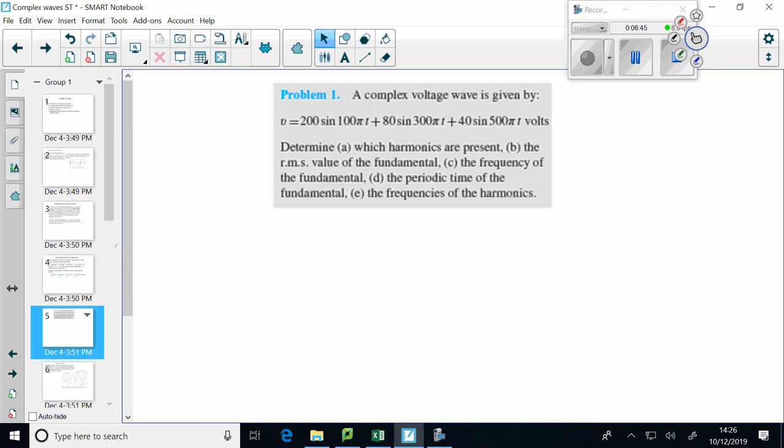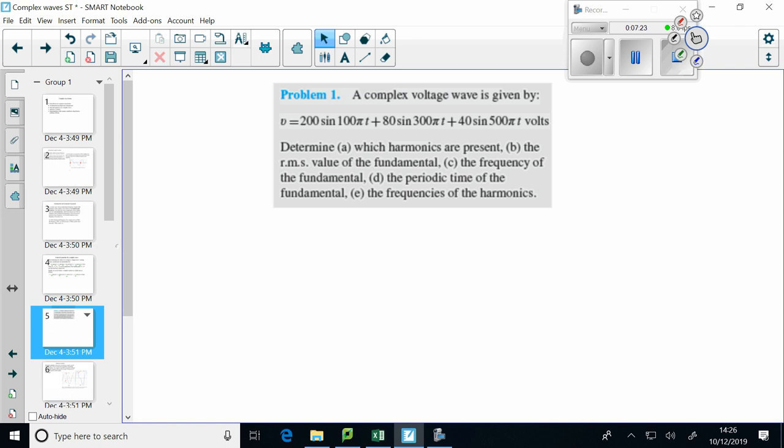So, have a look at this problem. The complex waveform is given by v equals 200 sine 100 pi t plus 80 sine 300 pi t plus 40 sine 500 pi t volts. Determine: A, which harmonics are present; the RMS value of the fundamental, for which you need to look back at some earlier work on AC; the frequency of the fundamental; the period of the fundamental; and the frequencies of the harmonics.